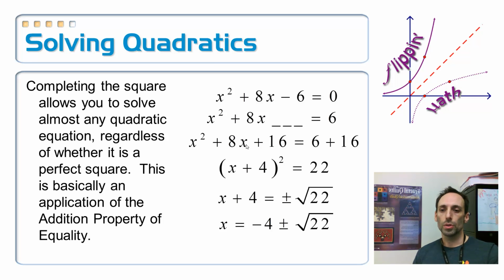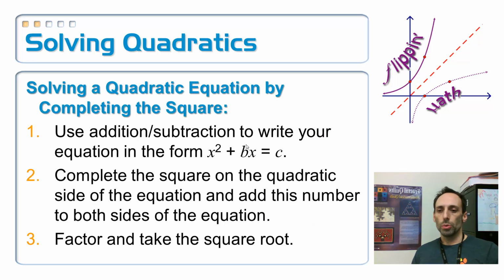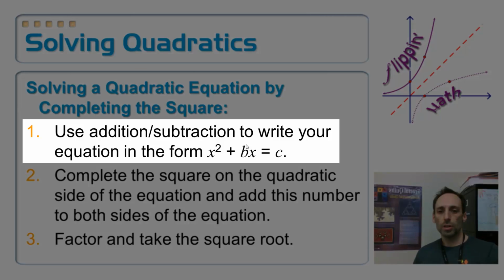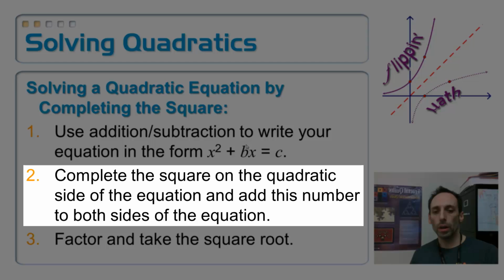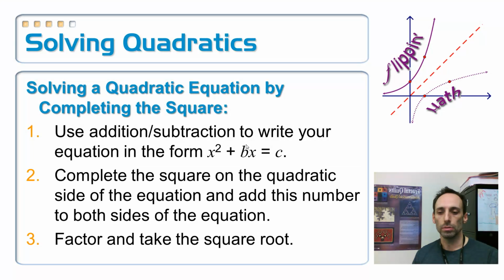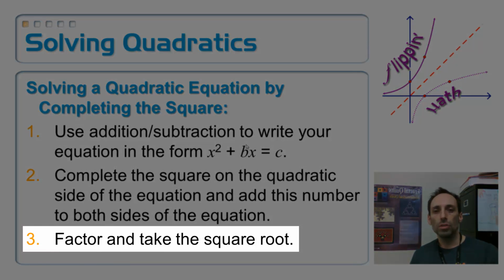Piece of cake. So here are the steps typed out for you: step by step, how do you solve a quadratic by completing the square? The first one is you're going to use addition or subtraction to make your quadratic equation look like this: x squared plus bx equals c. In other words, if you have a constant term, add or subtract it to the other side of the equation. Then you're going to complete the square on the quadratic side. Take half of the middle term and then square it. Whatever you get, you have to add that number to both sides of the equation.